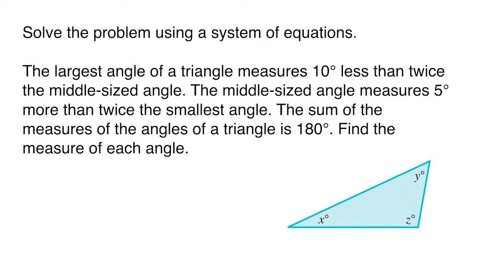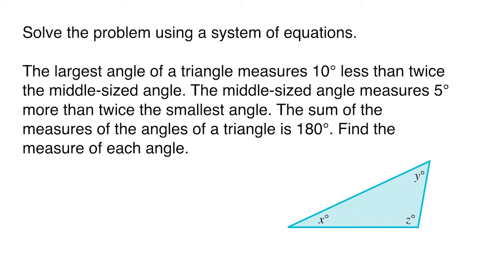Solve the problem using a system of equations. The largest angle of a triangle measures 10 degrees less than twice the middle-sized angle. The middle-sized angle measures 5 degrees more than twice the smallest angle. The sum of the measures of the angles of a triangle is 180 degrees. Find the measure of each angle.